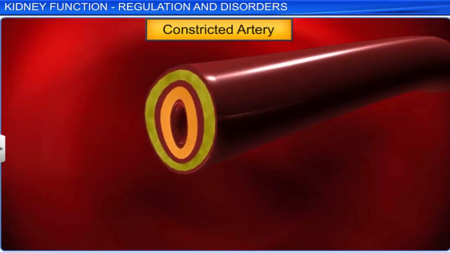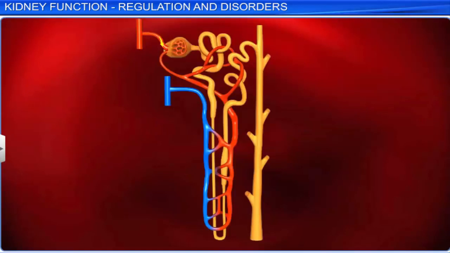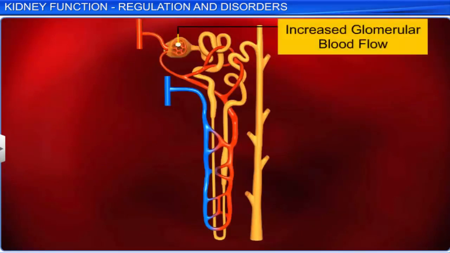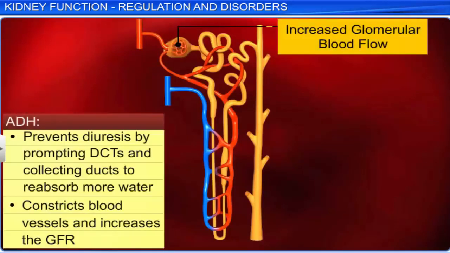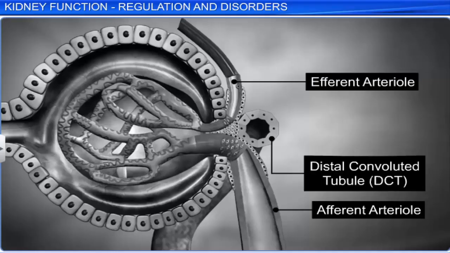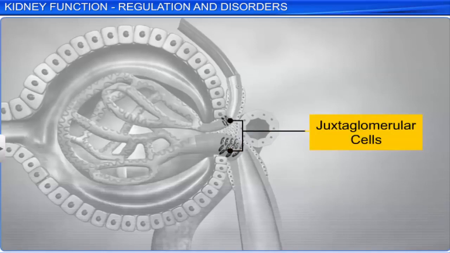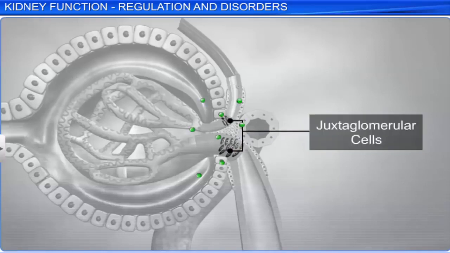ADH also has the ability to constrict the blood vessels. This increases blood pressure, thereby increasing the glomerular blood flow in the kidney and consequently the glomerular filtration rate or GFR. Like the hypothalamus, the JGA also plays a vital role in regulating kidney functions. The juxtaglomerular cells detect a fall in the glomerular blood pressure or GFR and release a peptide hormone called renin.